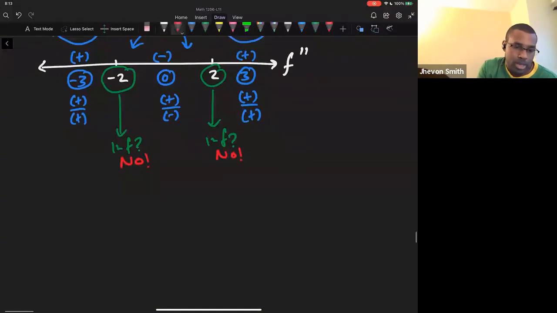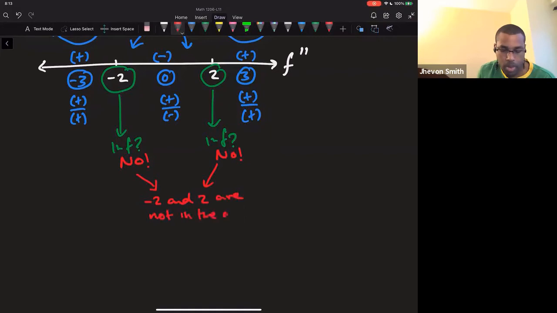So basically it's no because -2 and 2 are not in the domain. They can't be inflection points. They're not even points. There is no point at x equals 2. At x equals 2 and -2, you divide by 0.